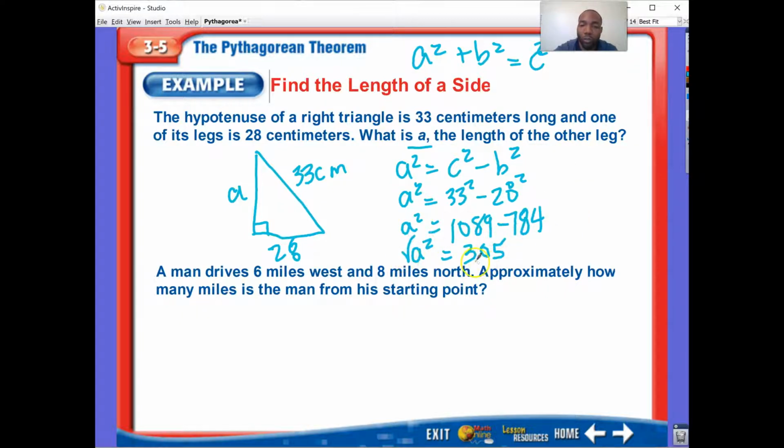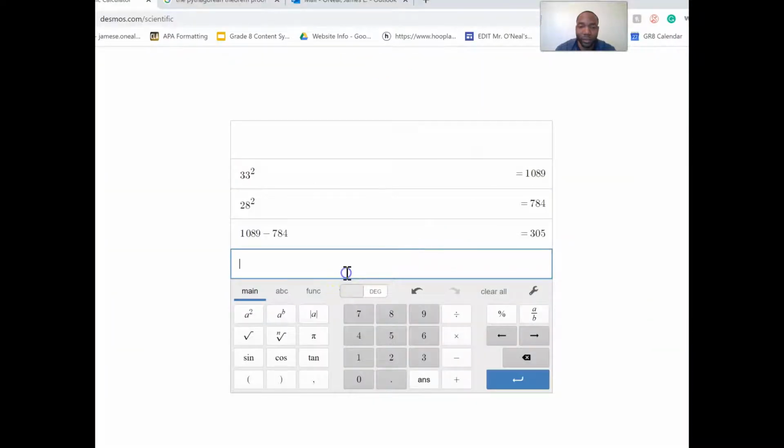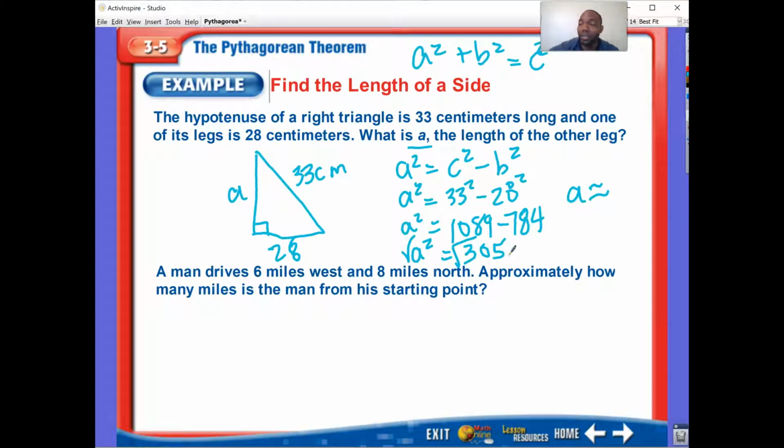Take the square root. 305 is not a perfect square, so I know that's not going to give me a whole number. So the square root of 305 is 17.46. Round to the nearest tenth. This 6 right here rounds that 4 up to a 5. 17.5. And what's our units? Centimeters.